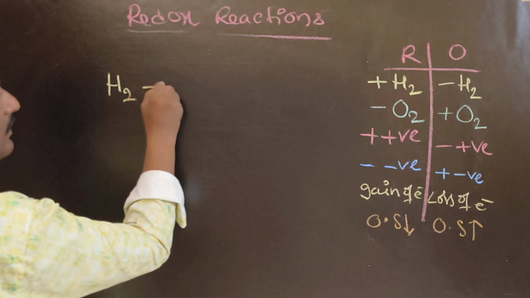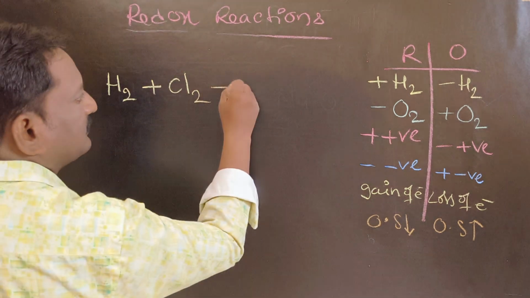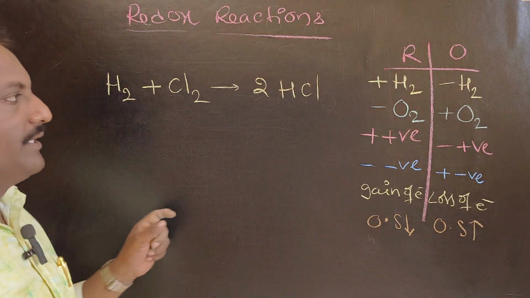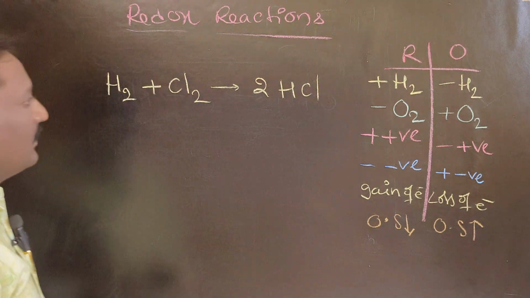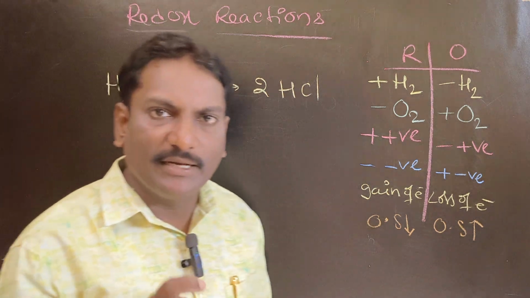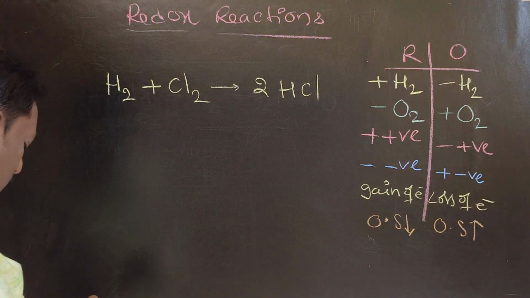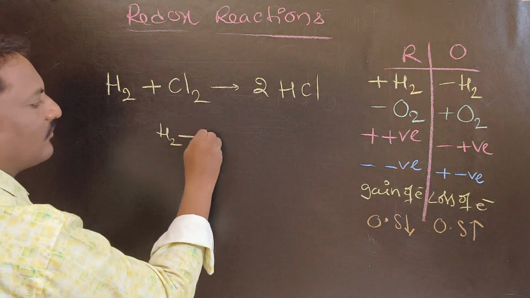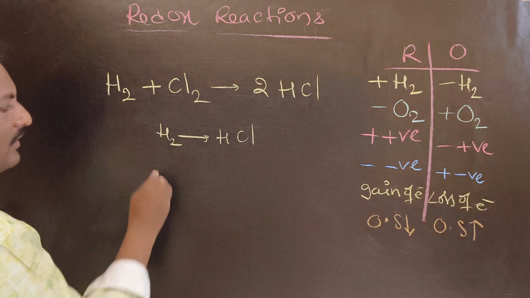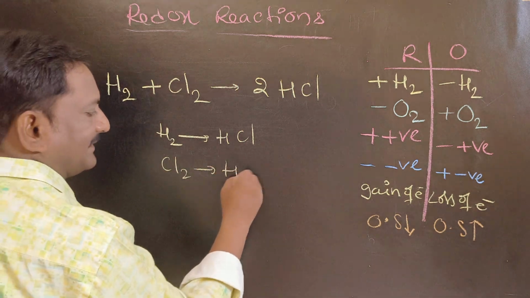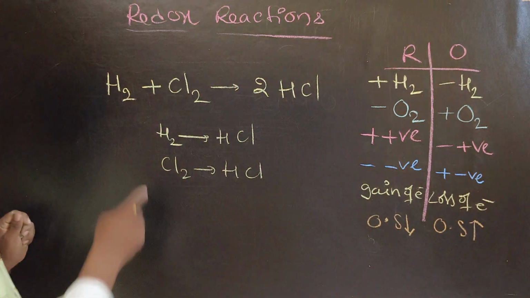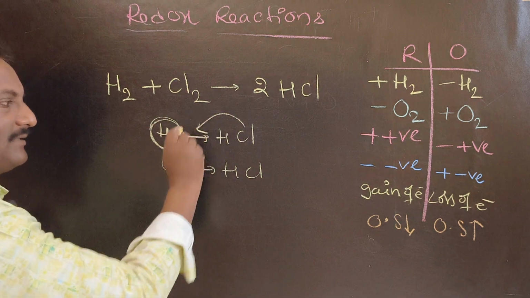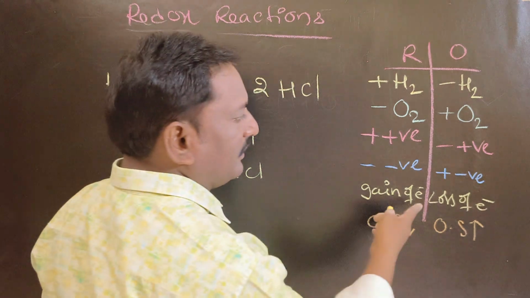Hydrogen reacts with chlorine to give hydrogen chloride. In this one, let us understand which one is the reduction and which one is the oxidation. Let us write the conversions. Here, hydrogen is converted into HCl and chlorine also is converted into HCl. Listen carefully. In the first case, hydrogen is converted into HCl, that means chlorine is added. Chlorine is a non-metal.